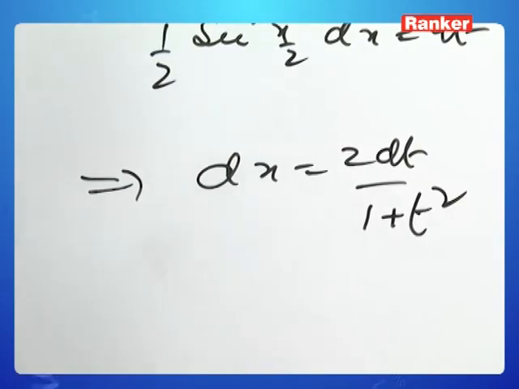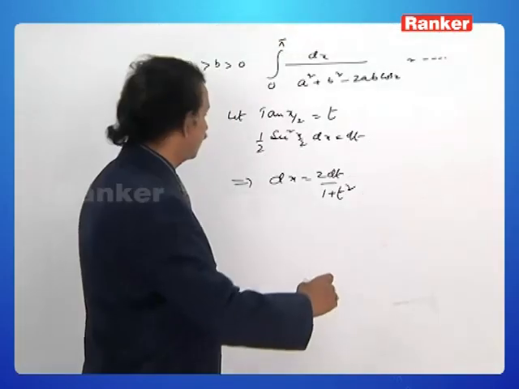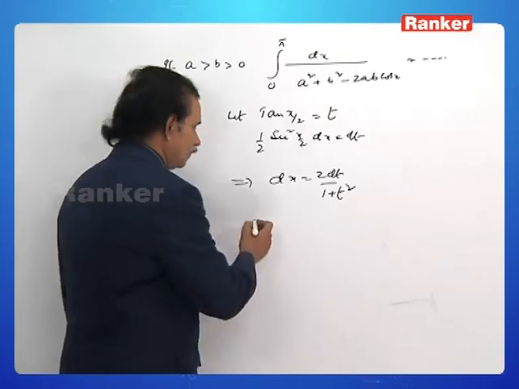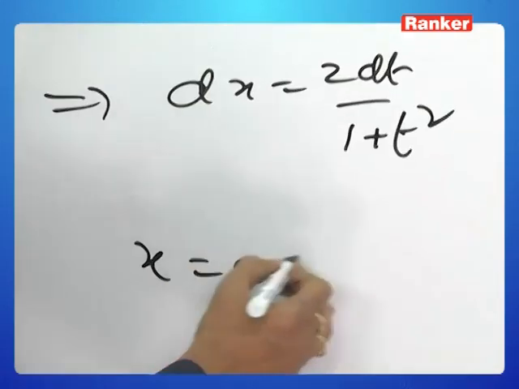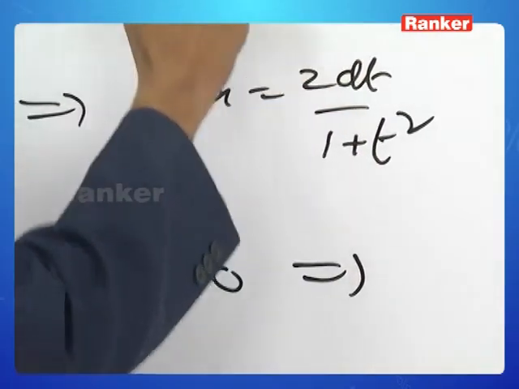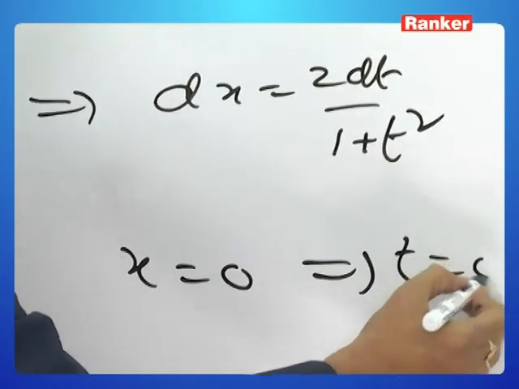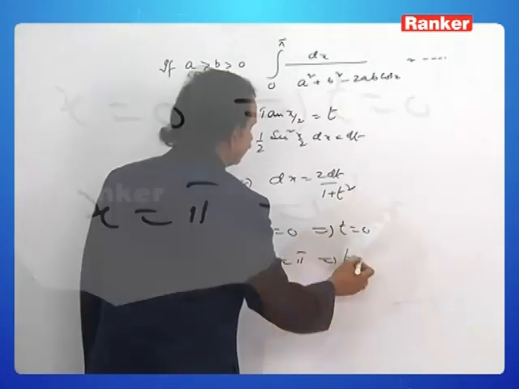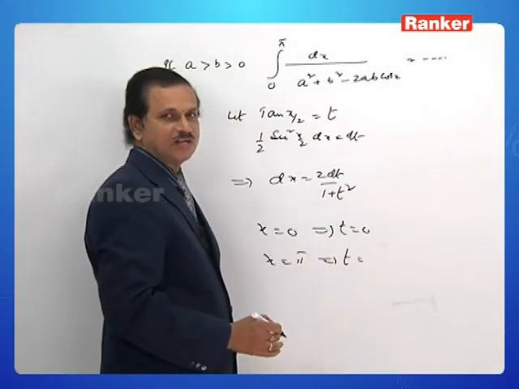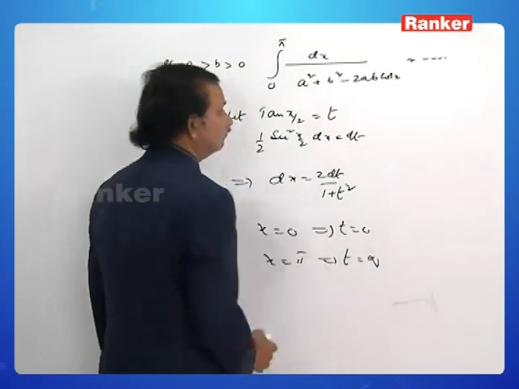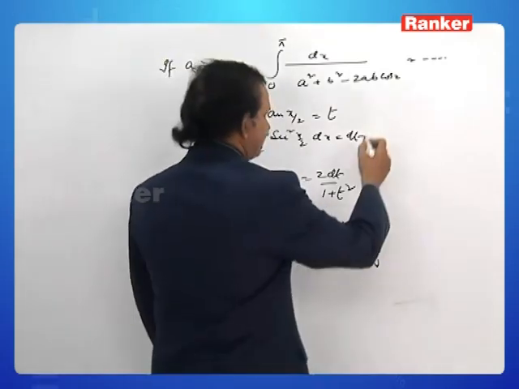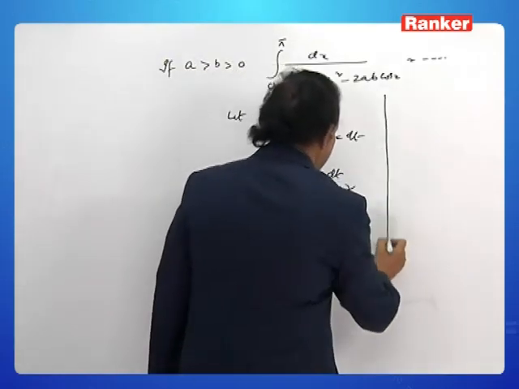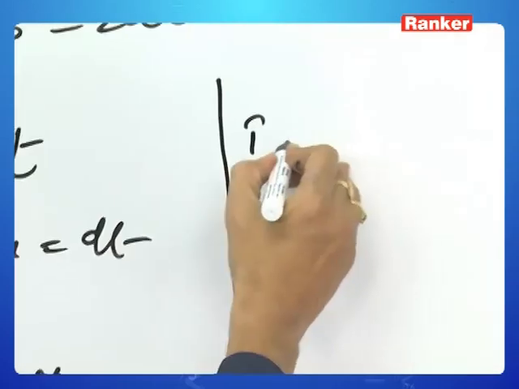We have changed the variable in terms of t. Okay, let us change the limits also. If x is equal to 0, what happens? T is equal to tan 0 by 2 is 0, that is t is equal to 0. And if x is equal to pi, what is going to happen? T is equal to tan pi by 2, that is infinity. Good. With these changes, let us see what happens to I.